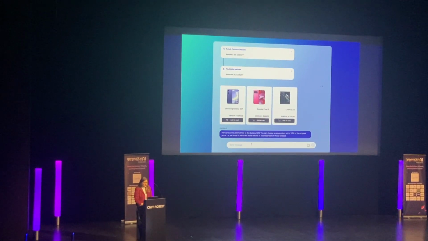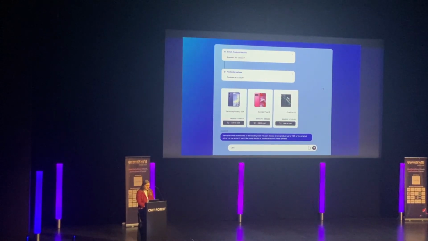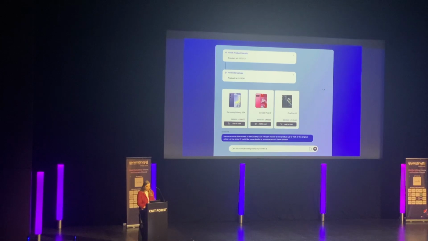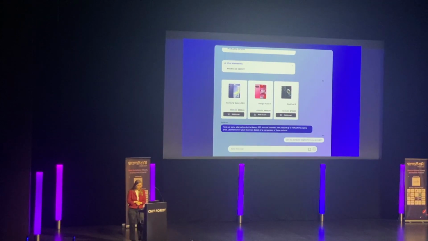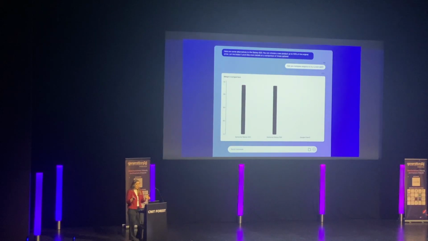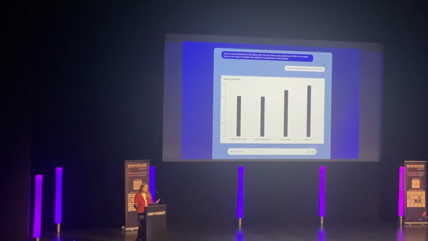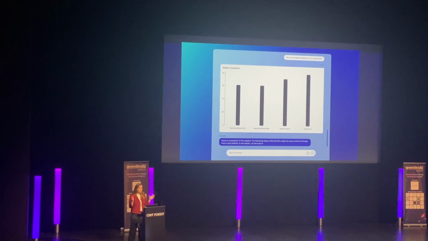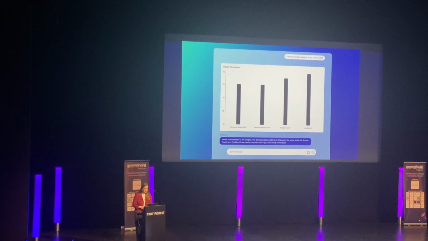So let's try it. For example, if I say, can you compare weights to my current S23? Let's see what the model comes up with in terms of UI. And so here it is. It's generating a bar chart to show me the weights. I didn't have to click anywhere again. It's just meeting me where I am.